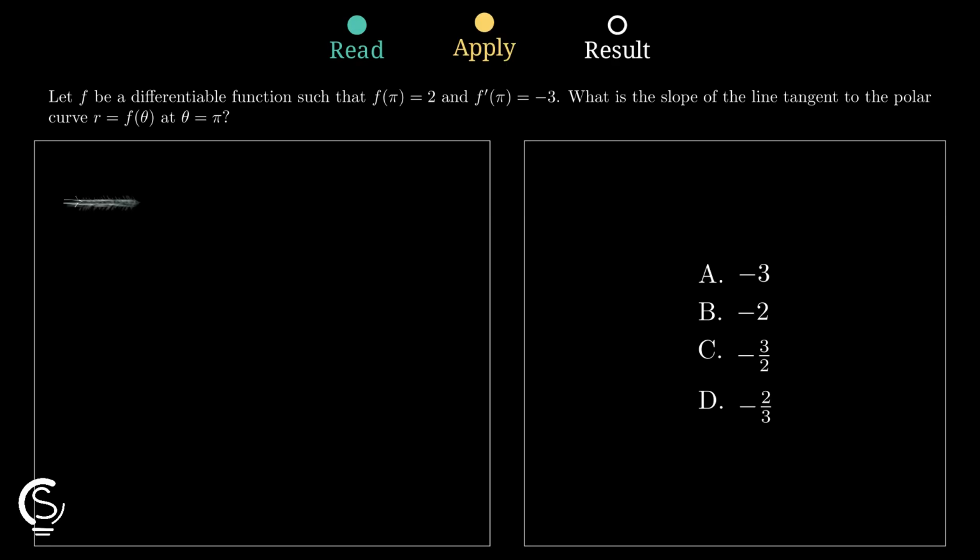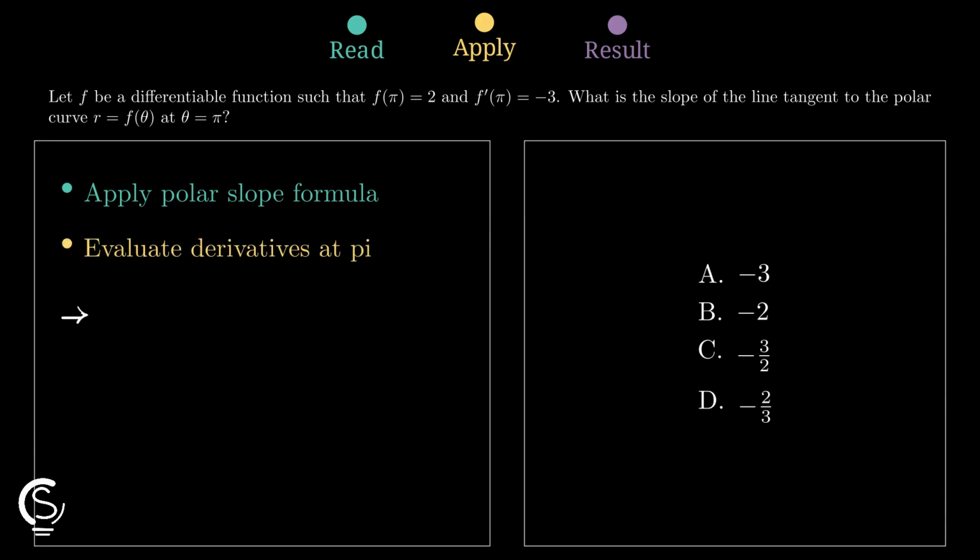Next, we plug in pi for theta. Since sine of pi is 0 and cosine of pi is -1, the entire formula simplifies down to a very manageable fraction quickly. Finally, substitute the values 2 and -3. This yields 2 divided by -3, which matches answer choice D.